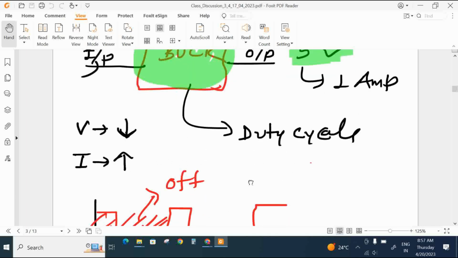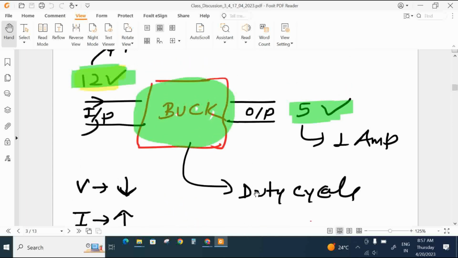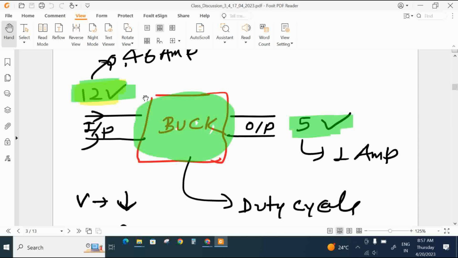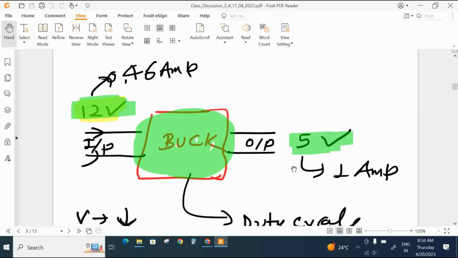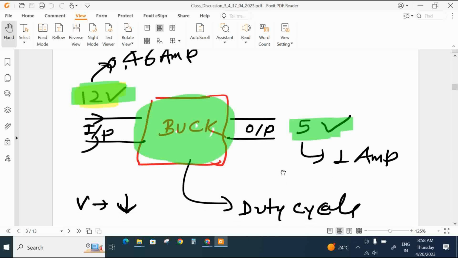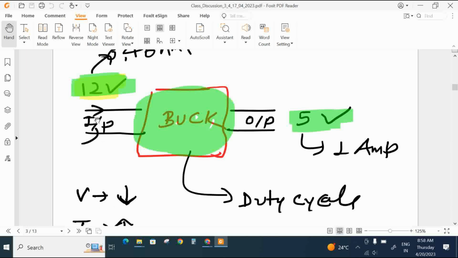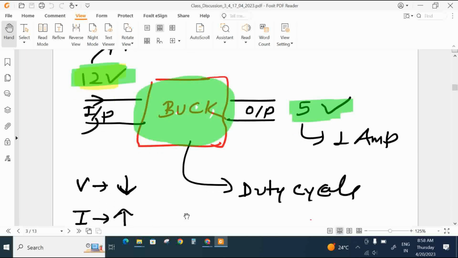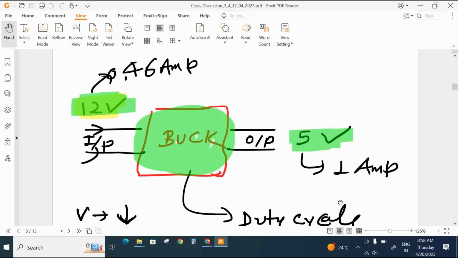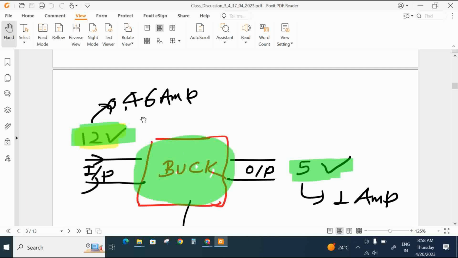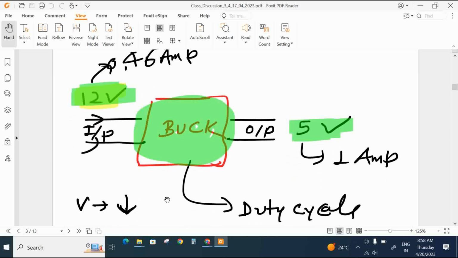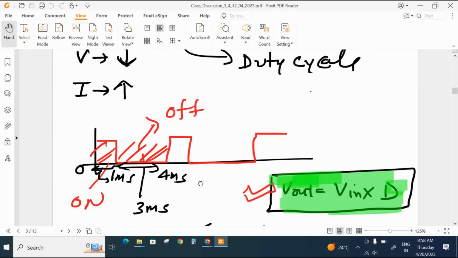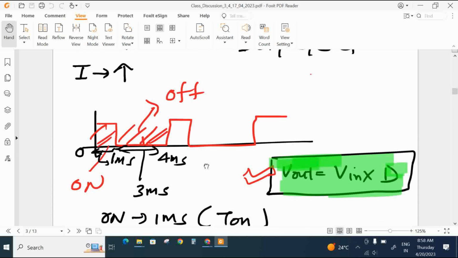Here is a very important thing. If your voltage is changing such that it is a buck converter, converting from a higher voltage to a lower voltage like 12 to 5, and here your output current is 1 ampere, then if your voltage is decreasing from 12 to 5, your current is increasing, right? Your output is 1 ampere, and the input current is 0.46 ampere. Always remember this.